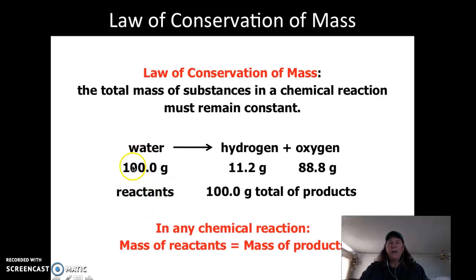Here we've got water. If we have 100 grams of water, this is my reactant. And let's say I break it down into hydrogen and oxygen gas. Well, if we break these down, 11.2 and 88.8, we add these together, we get 100. They have to be the same. So the mass of the reactants and the mass of the products have to be the same. If they're not, then we have to balance our equation. And again, that's when we start using coefficients. These are little numbers that we put in front to help balance a reaction.